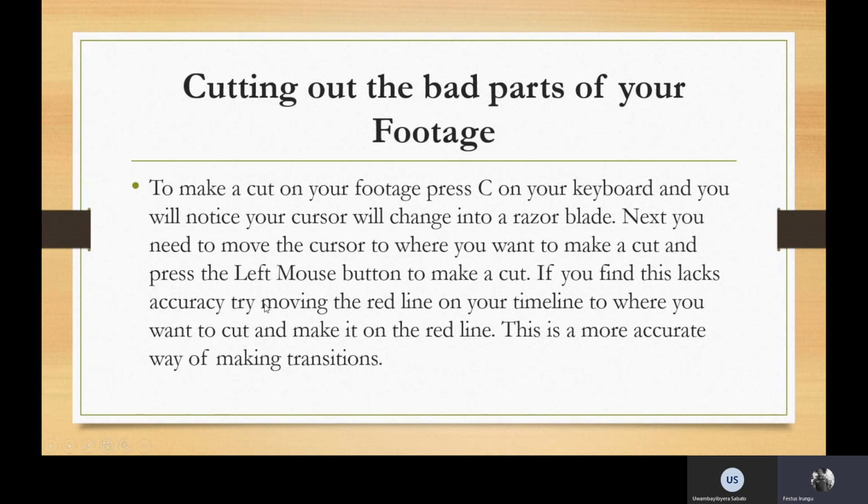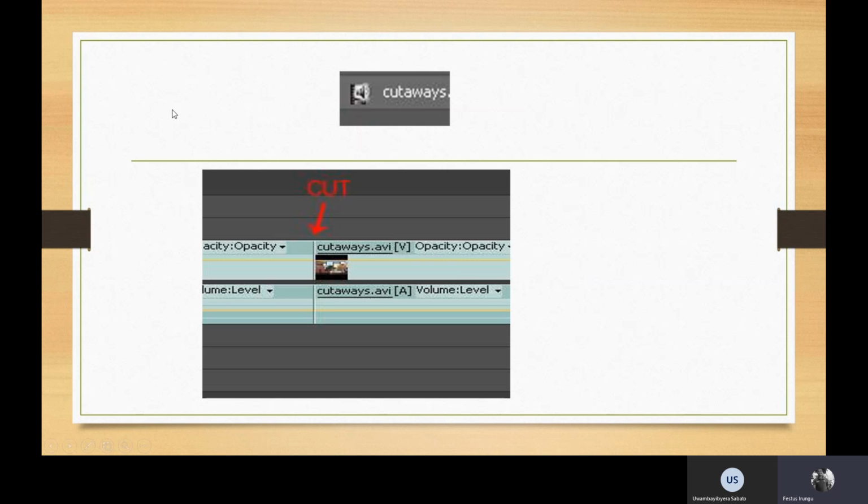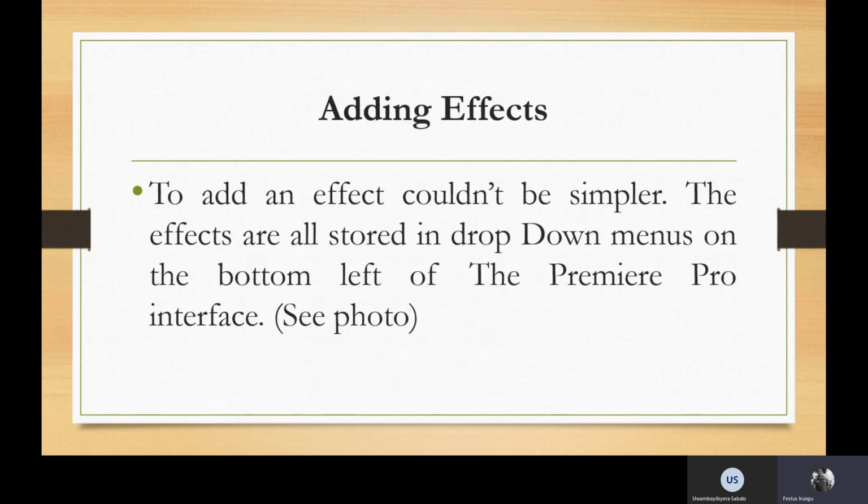If you find this lacks accuracy, try moving the red line on your timeline to where you want to cut and make the cut on the red line. This is a more accurate way of making the cut. So whatever you want to cut, you usually use the razor blade or you use C. I'll show you what we mean. So this is what we mean. Once you cut, it will appear like this. Maybe you want to cut it up to here. Again, you put the red line here. Then you bring the cursor, you cut here. Then of course you right click and delete, or you press delete on your keyboard, and then it will delete.